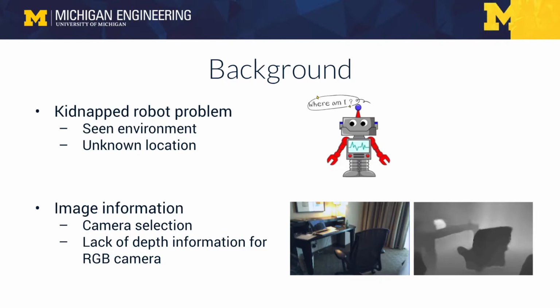Different cameras have their advantages and disadvantages. RGB cameras have an outstanding resolution at a low price. The alternative is depth images, which can be more expensive to collect but provide more information for relocalization.